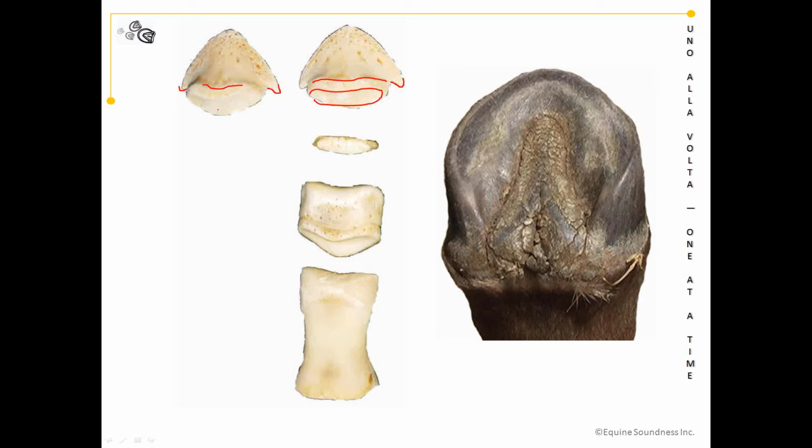Everything is still very undeveloped, and it takes the coffin bone five full years to grow to its entire size, to its fully formed adult size. So if you put a shoe on the horse and therefore don't allow the hoof to spread anymore before the age of 5, you will, without question, have limitations in the growth of the coffin bone, and therefore you will have later on limitations in the foot size.